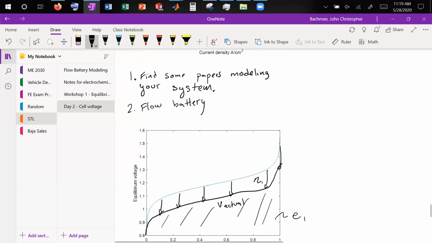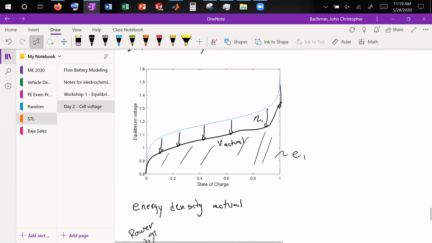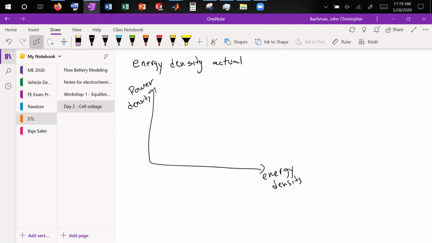And so you have energy density and you'd have power density. And what you'd see is that at really low power densities, at low currents, you're going to get the highest energy density. And as you go higher and higher, you're going to start to lose energy density until you reach some plateau. So you typically get curves that look like this. And this is actually called a Ragone plot.